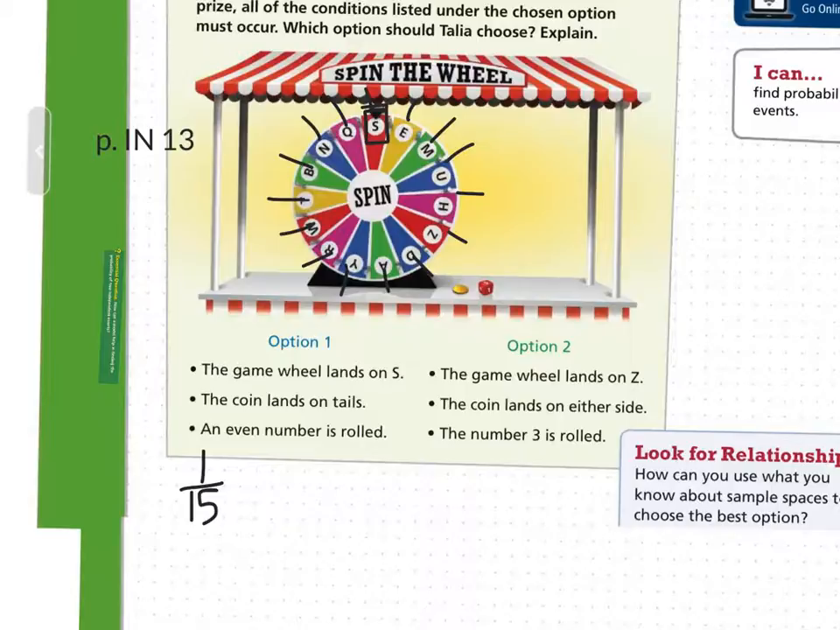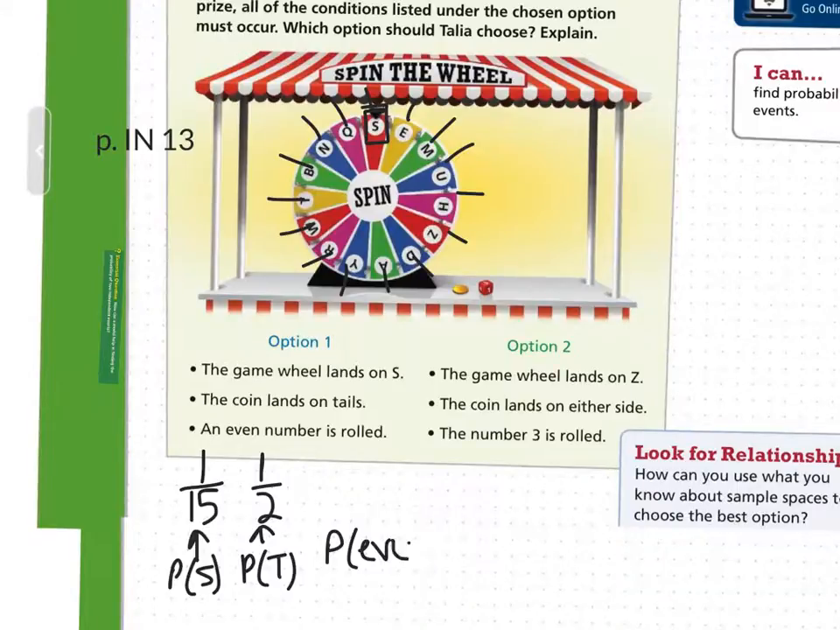When we flip a coin, it's a 50-50 chance landing heads or tails, so landing tails would be a 1/2. So this would be our probability of getting an S. This would be our probability of getting tails. And then an even number is rolled. So if we have a regular number cube 1 through 6, half of the numbers are even, half of them are odd. So probability of an even number would be 1/2.